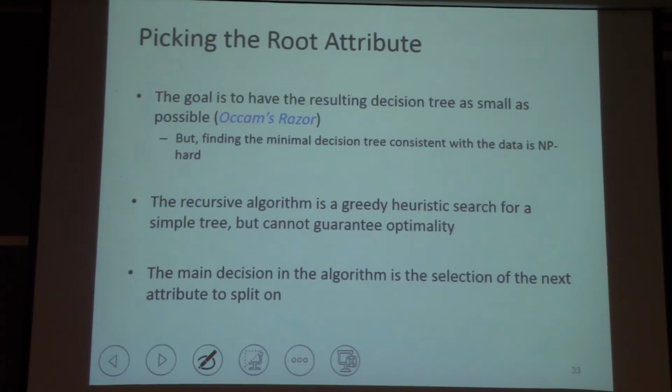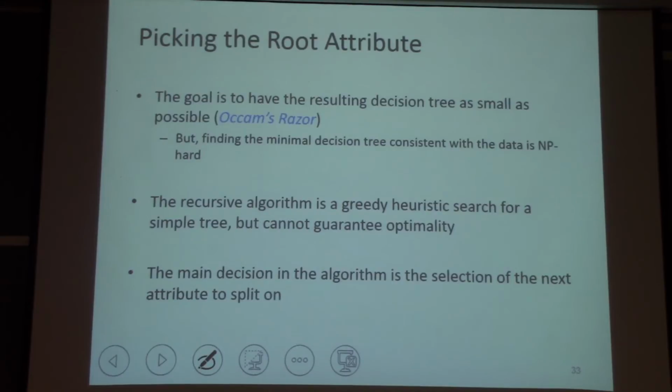Sadly, finding a minimum consistent decision tree is NP hard. We have no way of doing it in a reasonable time. So the algorithm I presented now, ID3, is a greedy algorithm. And this choice of best, we want to define it so that it biases our learning algorithm towards smaller trees. Maybe it won't find the absolute smallest, but we want to bias it towards smaller trees. So the question now is, how do we pick an attribute to split on?